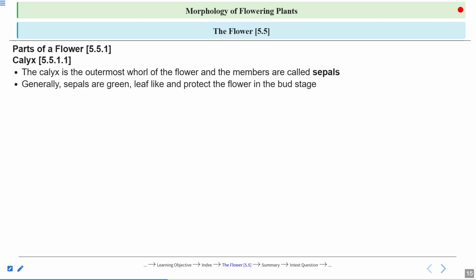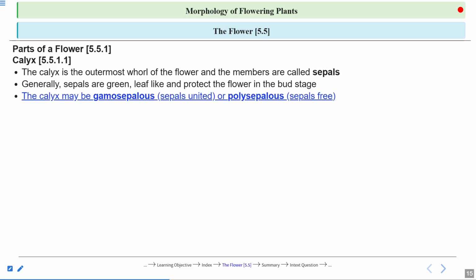Generally, the sepals are green, leaf-like, and they protect the flower in the bud stage. So when the flower is in the form of bud, all these sepals are unitedly closing the inner whorls of the flower, right? And they protect the inner flower. And when they are green in color, they can do the process of photosynthesis also, right? So dual function, sepals. Okay.